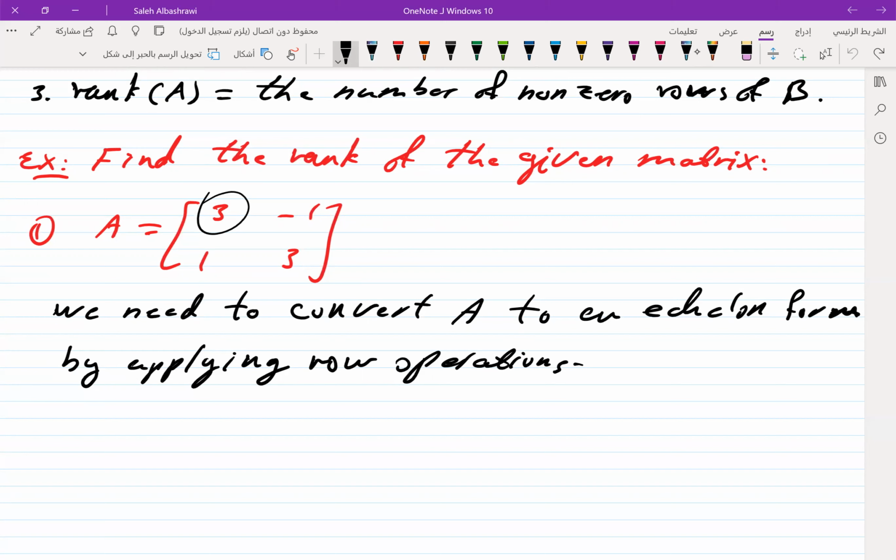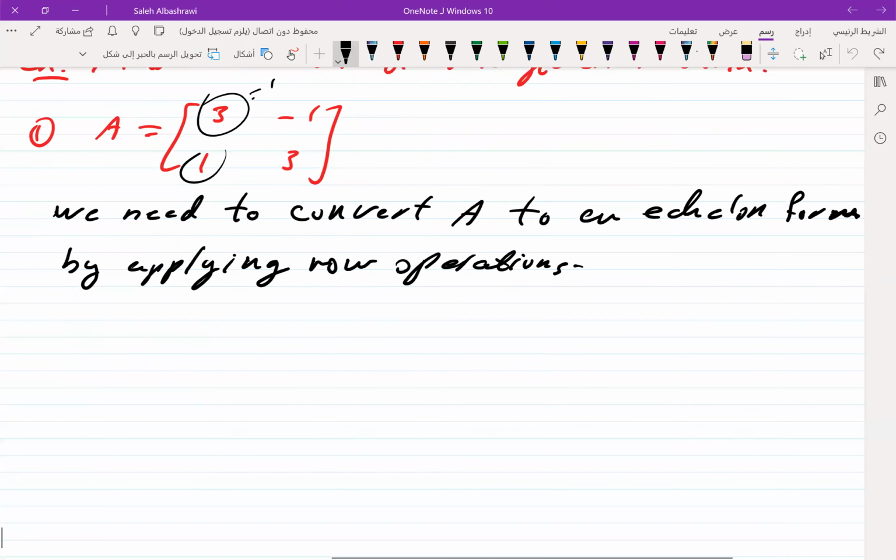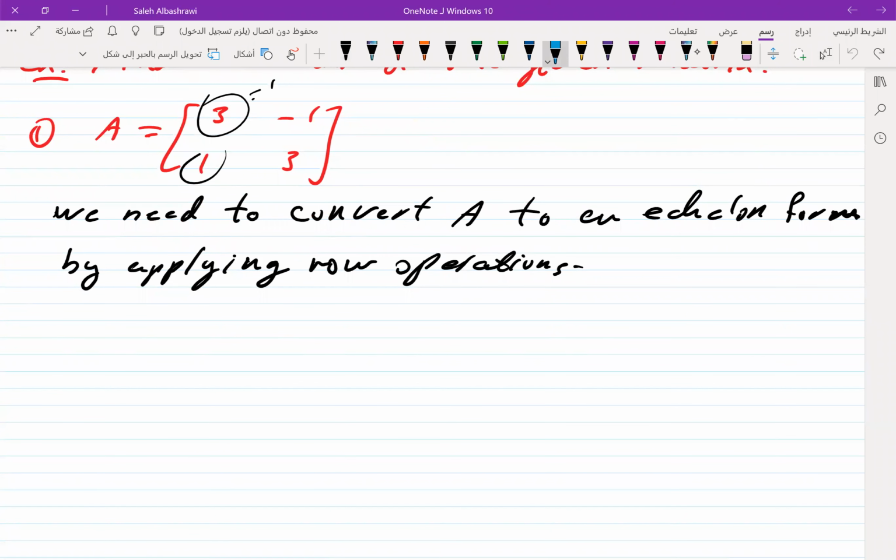Now to keep that 1 equal to 1, either I will divide the first row by 1, or I will swap between the first and the second row. Since I have 1 in the second row, I'm going to swap. I will say R1 swap with R2, and write it as R1. So the matrix will be equal to 1, 3, 3, minus 1.